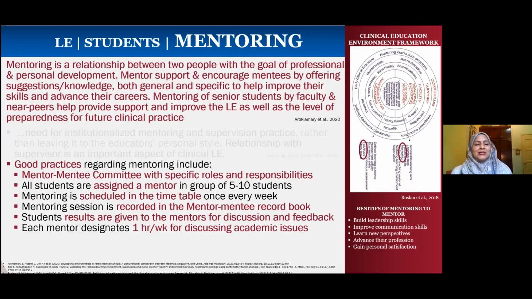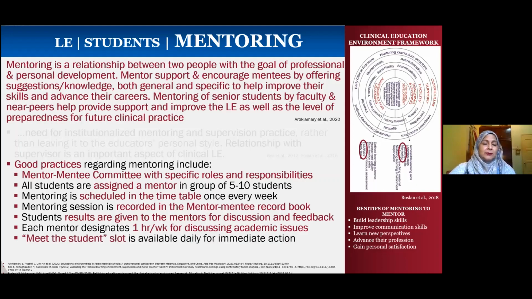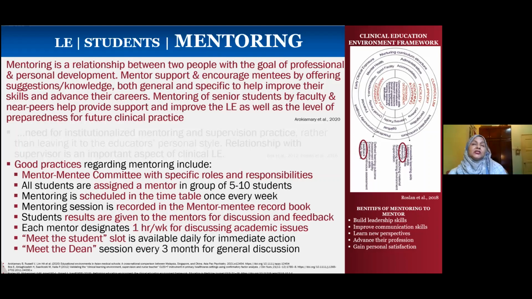Each mentor designates 1 hour per week for discussing academic issues. This is flexible time, whenever they have free time. But that time is fixed for each mentor, and they can ask their mentees to come and see them at that time. A meet-the-student slot is available daily for immediate action.